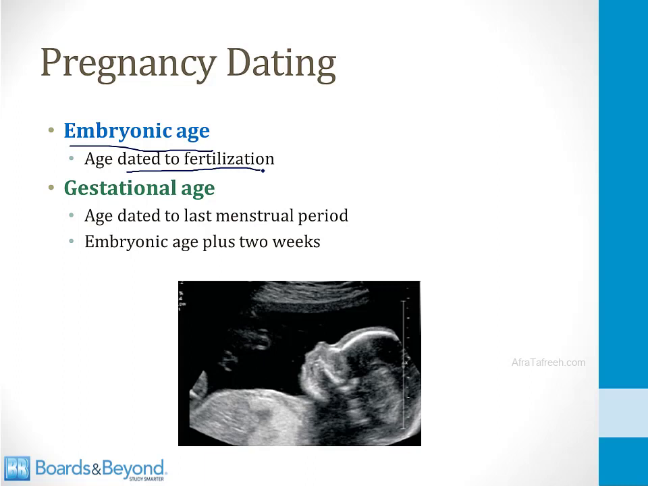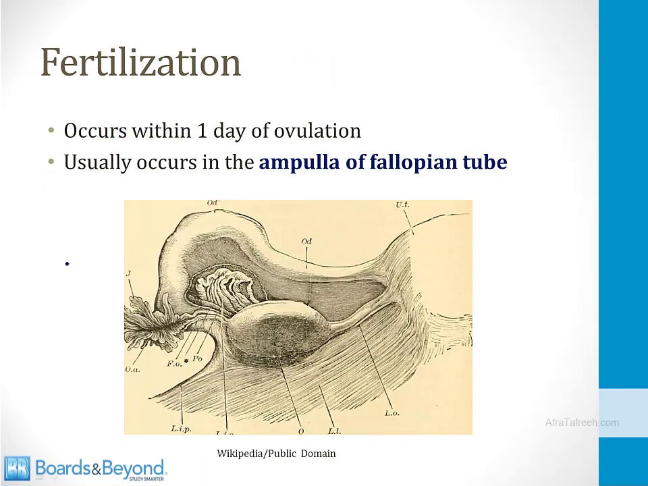In clinical practice, however, we often use what's known as the gestational age. This is the age dated to the last menstrual period. A woman may not know when fertilization occurred, but she knows when her last menstrual period was before a pregnancy began, so that is an easier age to identify. And this is usually equal to the embryonic age plus 2 weeks, because women usually menstruate 2 weeks before their fertile period. The reason the fertile period is usually 2 weeks after the last menstrual period is because that's when ovulation occurs. And usually fertilization takes place within 1 day of ovulation for viable pregnancies.